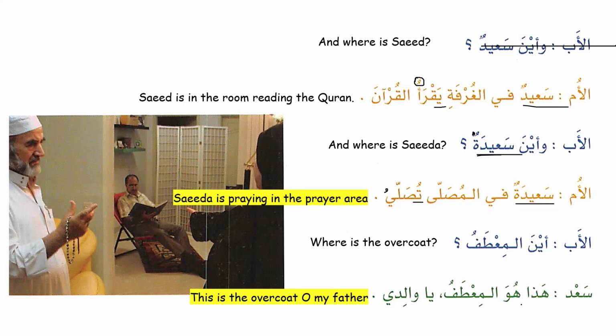Now we have learned about hada, and now we have also learned about huwa. But now you might be thinking, why do we have hada and huwa coming together? So let me explain it for you. For example, here we say hada al-mi'tafu. When you say hada al-mi'tafu, it means this overcoat. So after hada, whenever you have a noun that comes with al, that means you're pointing towards something. So you say this overcoat.